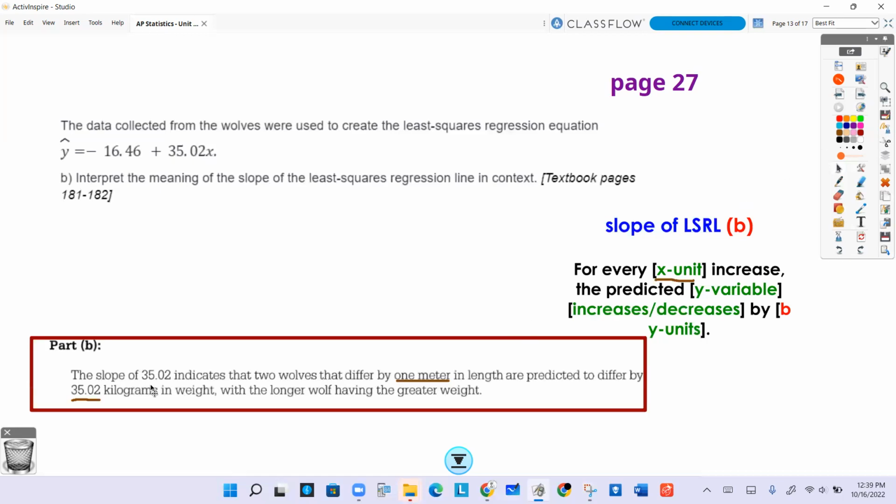The slope of 35.02 indicates that 2 wolves that differ by 1 meter, so as the wolf length increases by 1 meter in length, they're predicted to differ in weight by 35.02 kilograms, with the longer wolf having the greater weight. Honestly, I would just say, as the length of the wolves increases by 1 meter, the predicted weight increases by 35.02 kilograms. But this is what the scoring guideline had it worded as.